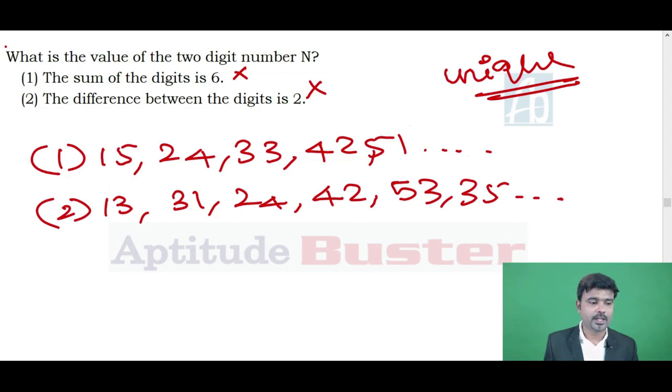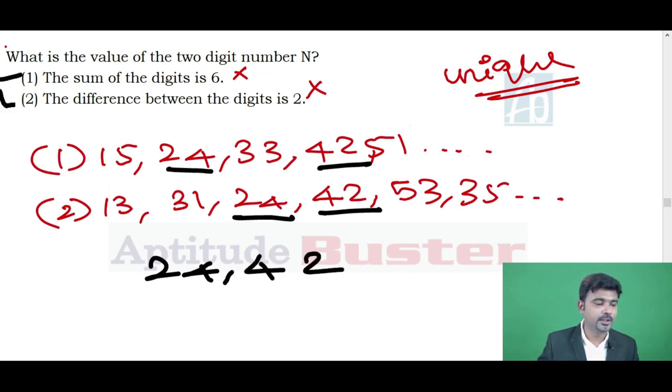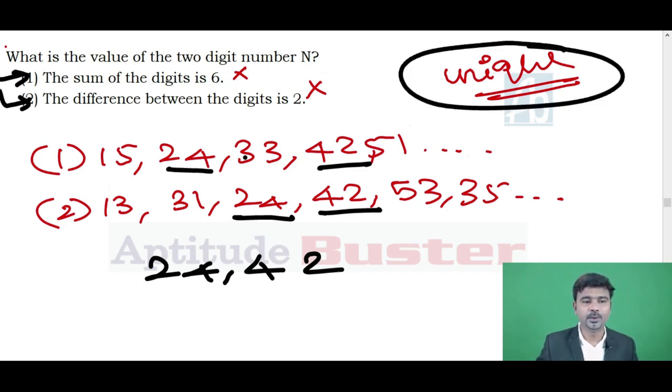Now combine these two statements. Sum of the digits is 6, difference of the digits is 2. Here 24, sum of the digits is 6, difference is 2, right? 42 also, sum of the digits is 6, difference is 2, right? After combining these two statements, we are getting 24 and 42. Is it sufficient? No. The reason is we don't get a unique value of a two-digit number. So even if you combine these two statements, it is not sufficient to say the unique value of a two-digit number. So the answer for this question is answer choice E.